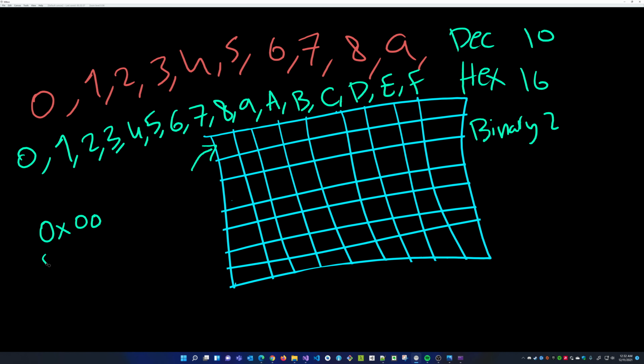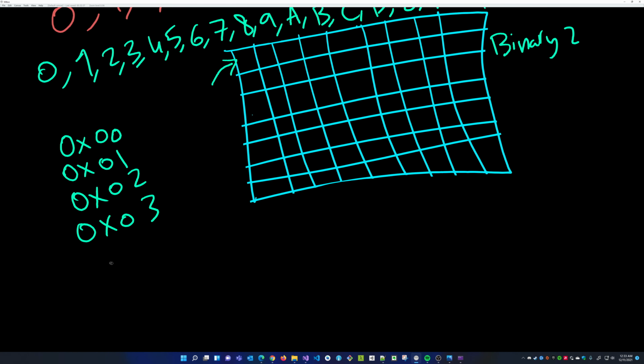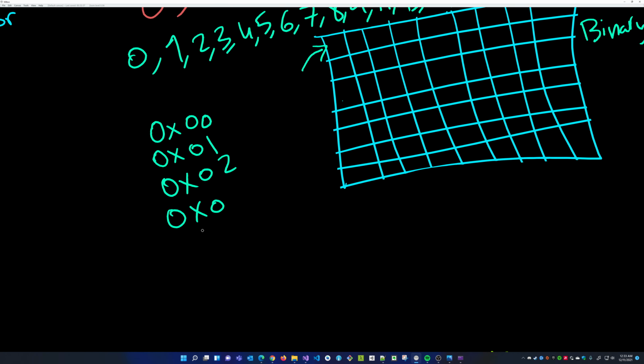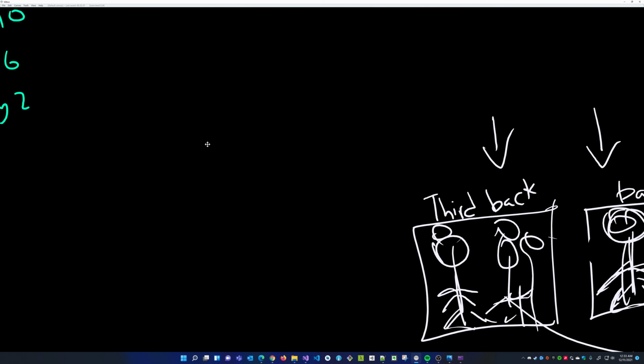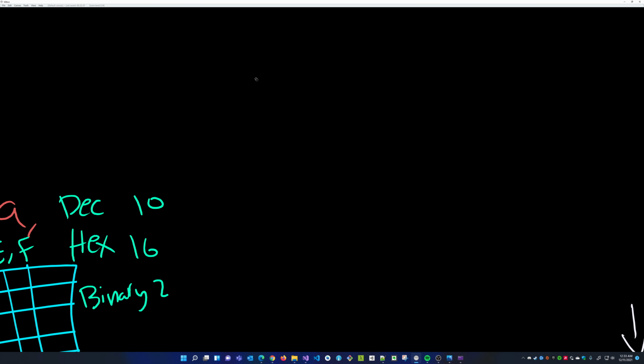What about the second cell? Second cell would be 01. Third cell, 02. Fourth cell, 03, and so on and so forth. Okay? What about the 10th cell? Well, let's go through all of them. I need more space though. Let's go here.